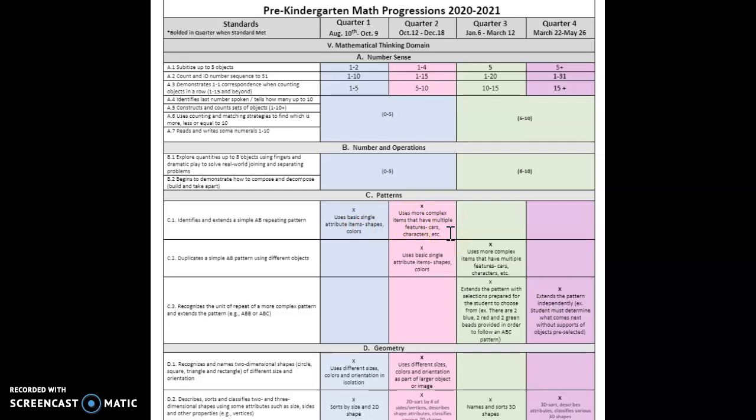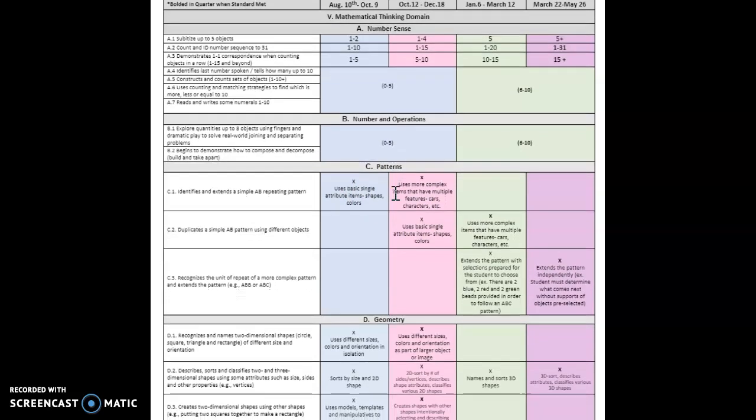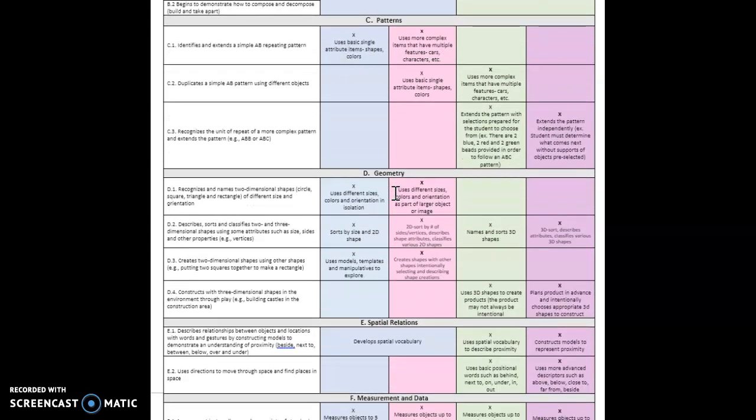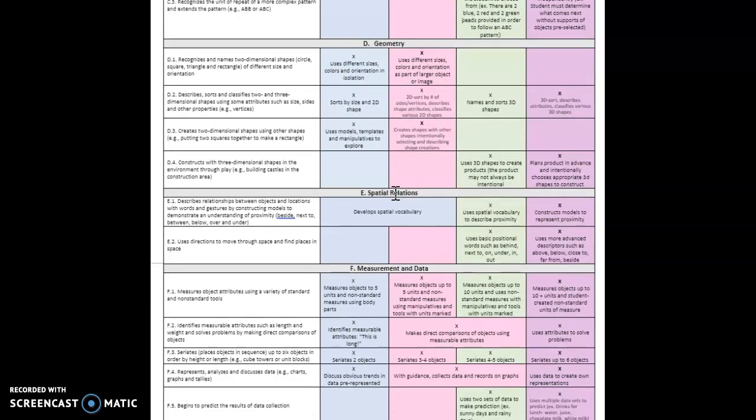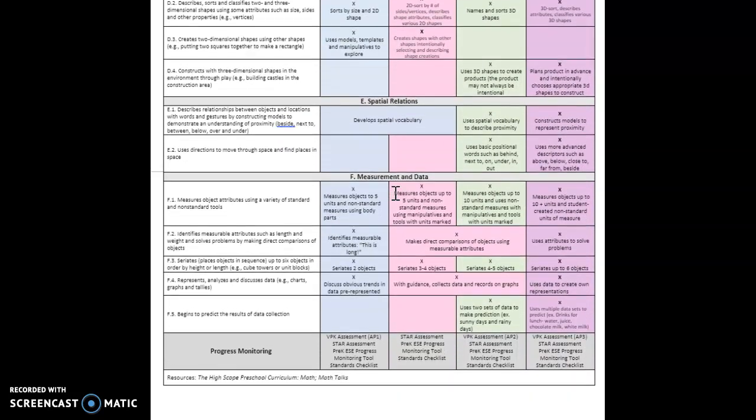So we move from using basic single attributes to sort and extend for repeat AB patterns to using more complex items, which have multiple features. So each time we're looking at this, we're looking at how the level of rigor moves up along the way. In this particular standard, we see that it's not addressed until third quarter. First and second quarter are focused more on the number concept. This math document has all of our standards and shows you the progressions that we would expect for a pre-K student to be successful by the end of the year.